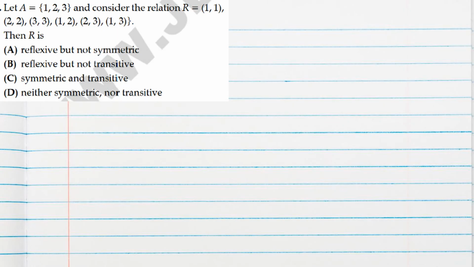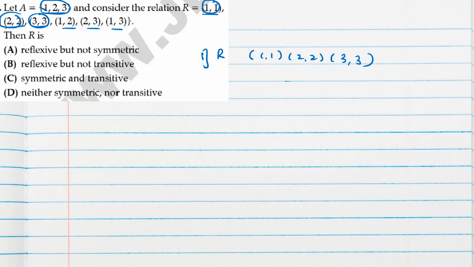A is equal to {1, 2, 3} and consider the relation R = {(1,1), (2,2), (3,3), (1,2), (2,3), (1,3)}. Then R is. Now one by one we will check. As I told you, for reflexive, if it is defined on this set, the elements (1,1), (2,2) and (3,3) must be there. And they are there. So it is reflexive.